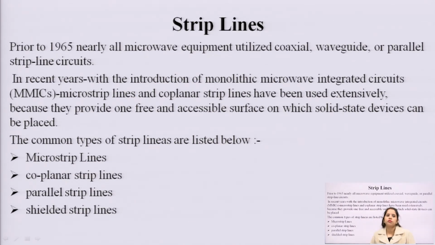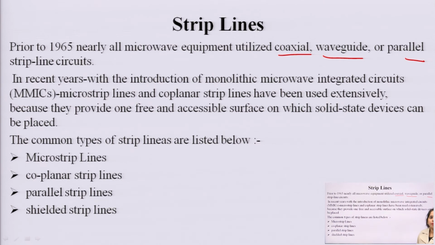Now, moving towards the strip line. Strip line basically comes into existence after 1965, because prior to 1965 all microwave circuits utilized coaxial, waveguide or parallel strip line circuits.